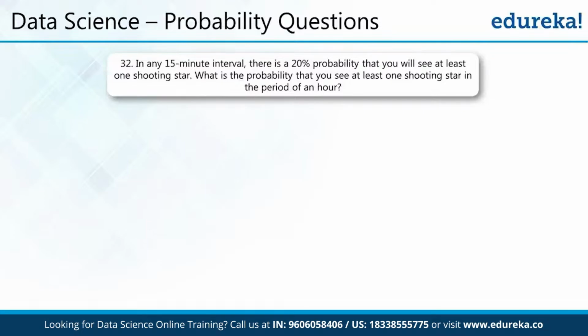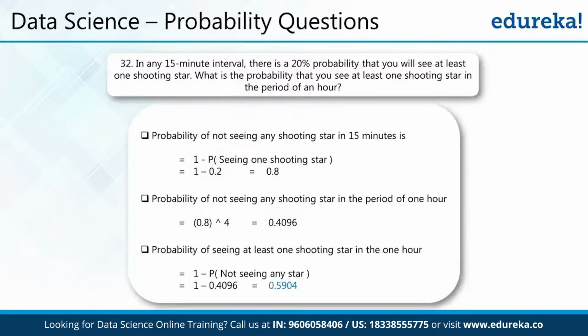So the information given to us is that every 15-minute interval there is this 20% probability you will see at least one star. We now want to calculate this probability in a period of 1 hour, right? So what is the sort of approach we would take here? Let's build this systematically. We know one fact, that the probability of seeing the shooting star in every 15-minute interval is 20%, which comes down to 0.2 in probability terms.